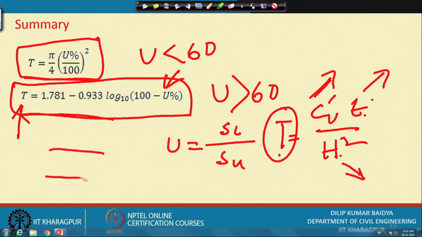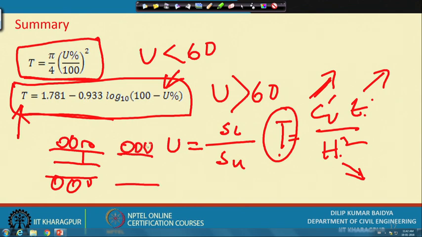If the soil layer is here and drainage is on both sides, then your H becomes half of the thickness. In another situation, this is the soil layer and drainage is here, and this is impermeable, then your H is this. Correspondingly, if you use this, from here I can get the value of T, that means the time required for a particular degree of consolidation.